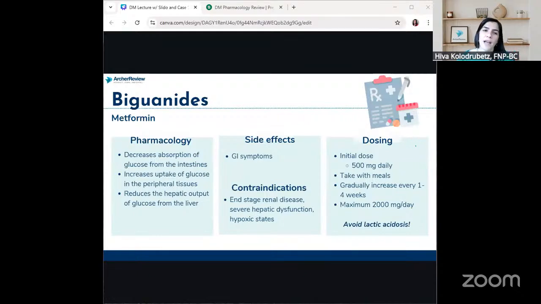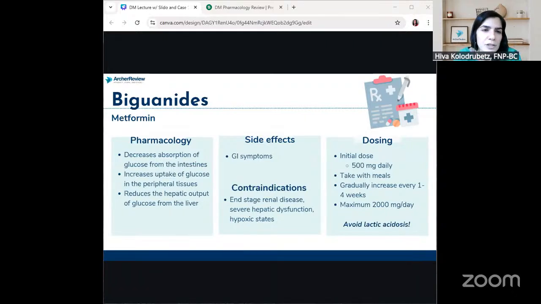All right, moving on to biguanides. This is my favorite drug class, and if you've heard me lecture on diabetes medications before, you'll know this is my favorite drug class. Metformin is the only drug available in this class. We used to have fenformin, which was previously also in this biguanides drug class. Fenformin got discontinued due to its strong association with lactic acidosis.